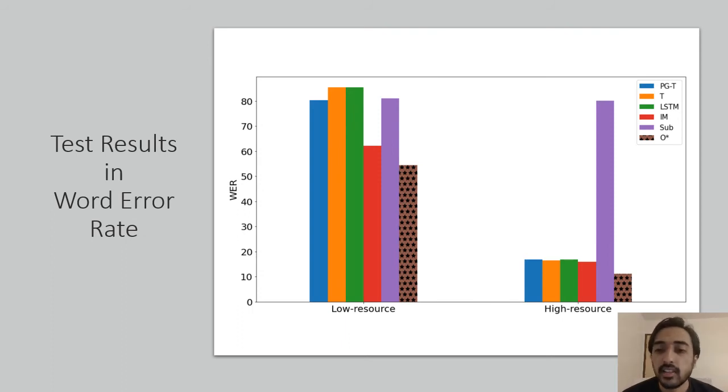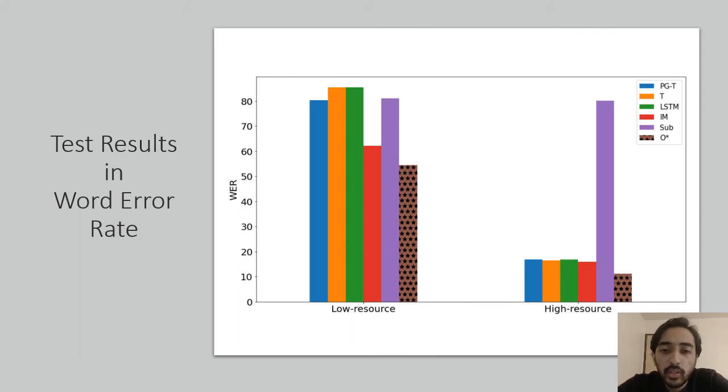So coming to the test results, we find that our model PGT in blue performs comparably with the other baselines in the high resource setting, being slightly outperformed by the vanilla transformer. We find that the IM baseline is the best performing model in the high resource setting of 3600 data points and the low resource setting of 100 data points.